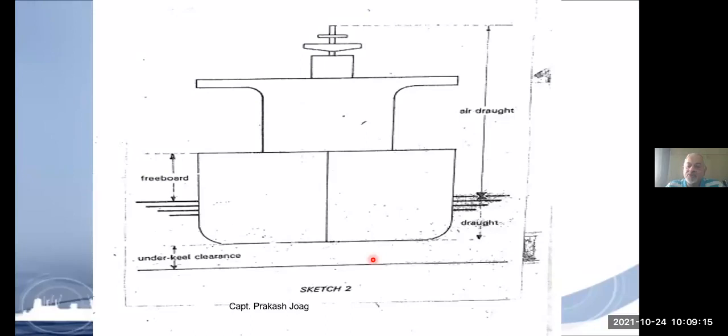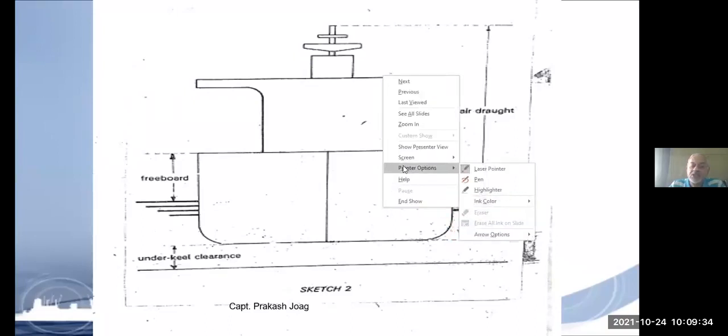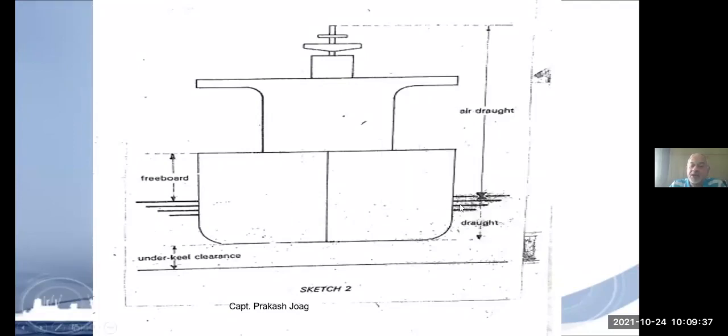Okay, so draft is how much the ship is submerged in water: the vertical distance between the water line and the keel of the ship. So draft of the ship is from here to here. If you want, I can do drawing also on this sketch. There is no problem. We can do that.